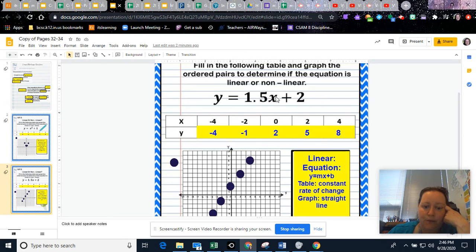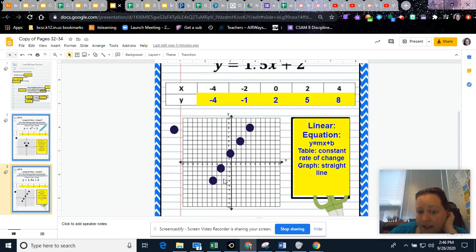1.5 times -2 is -3, plus 2 is -1. 1.5 times 0 is 0, plus 2 makes y a 2. 1.5 times 2 is 3, and then plus your 2 is 5. And 1.5 times 4 is 6, plus 2 is 8. So then you'll go through, you click, and you drag. So you go to -4, -4; -2, -1; 0, 2; 2, 5; and 4, 8. And so therefore, this time you will see that it's a linear equation.